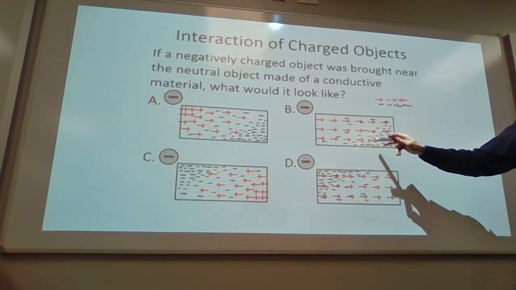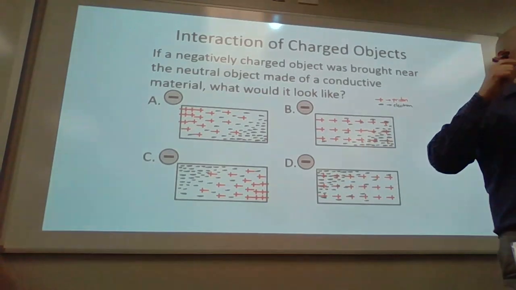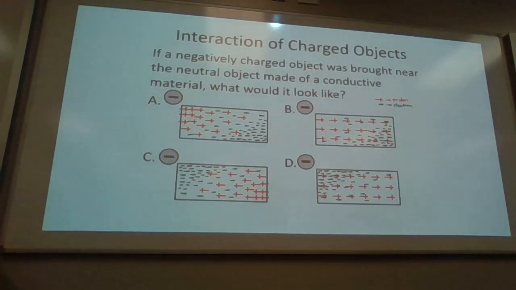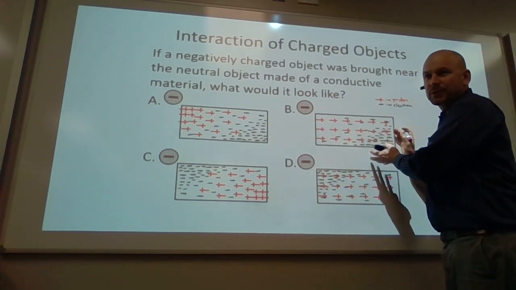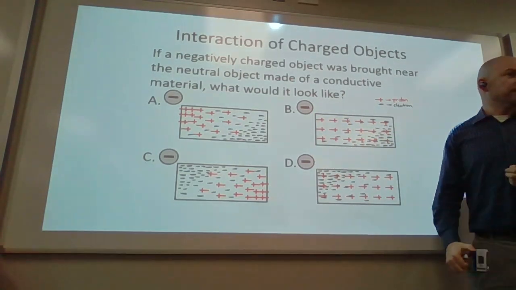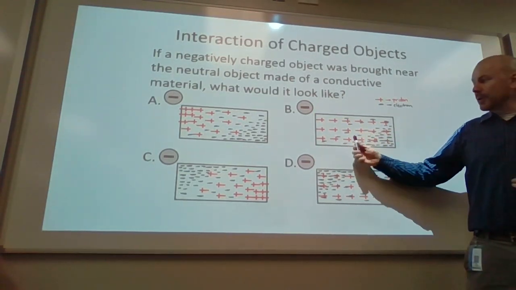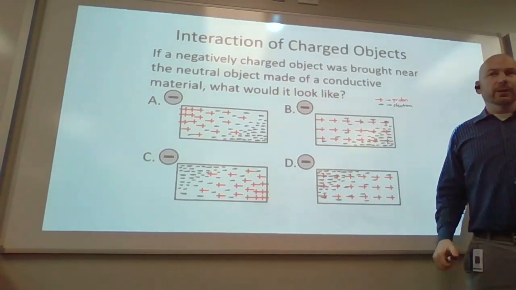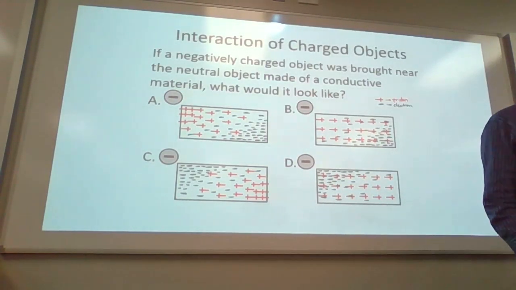The reason why B is a better choice than A is because protons are stuck in the nucleus. The nucleus does not move. The crystal lattice does not shift. It's just the electrons that are free to move in our sea of electrons. So electrons run to the far side of the metal slab, repelled by this. There we go. But protons stay fixed in the nucleus. Okay.